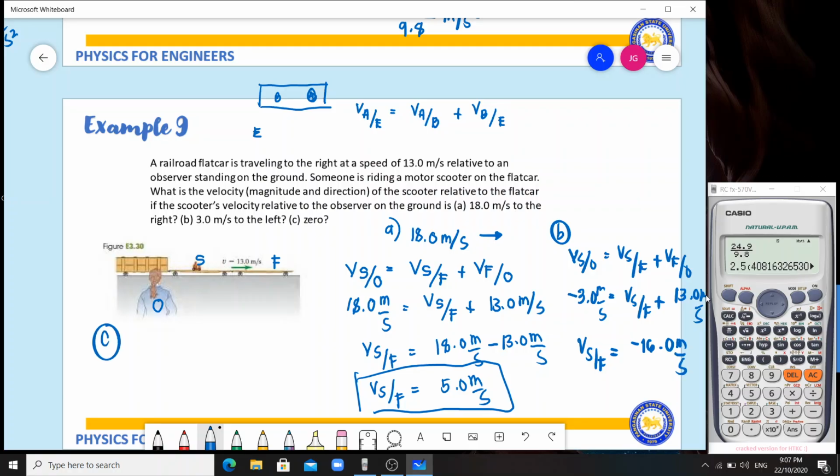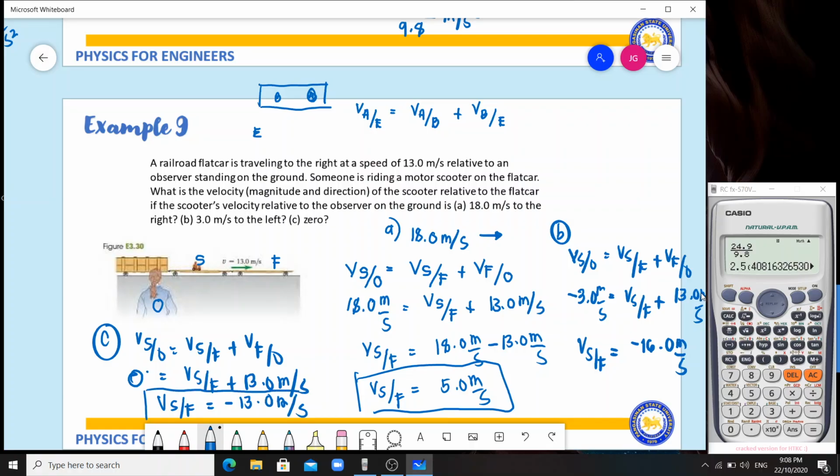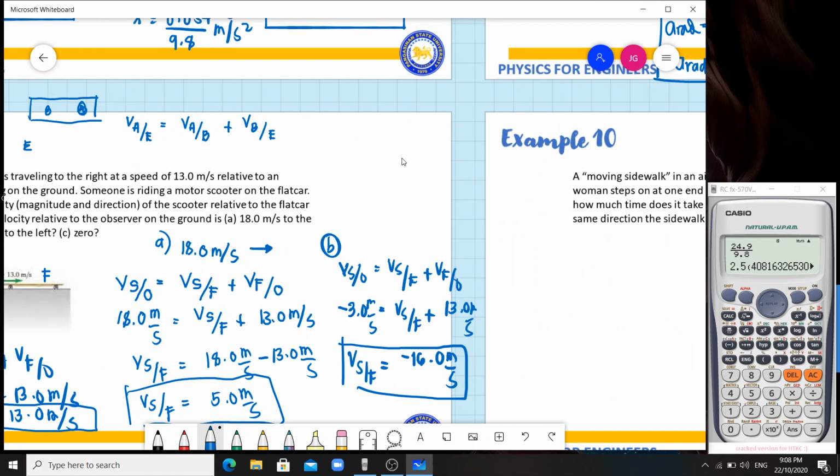Now, sa letter C naman, which is 0, okay, VSO equals VSF plus VFO, okay, 0 daw to, so VSF plus 13.0 meters per second. So, ibig sabihin, ang velocity of the scooter relative to the flat car is equivalent to negative 13.0 meters per second. Okay? Yan. So, that is the final answers. Okay. So, let's proceed to the last example.